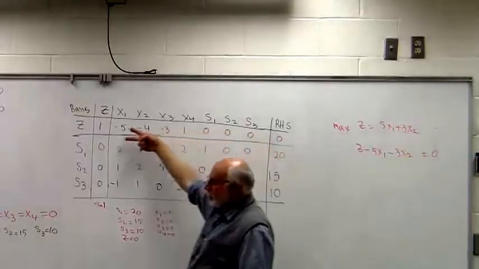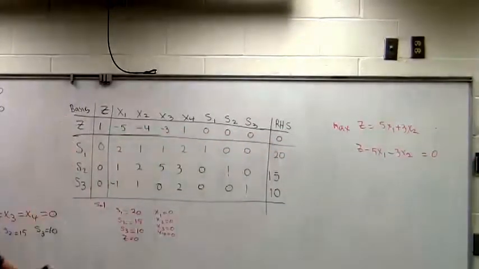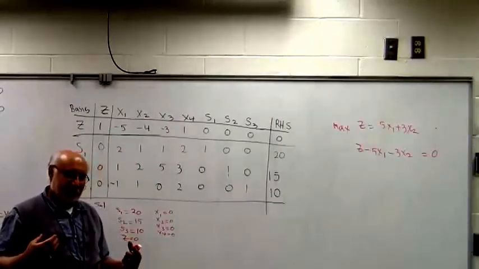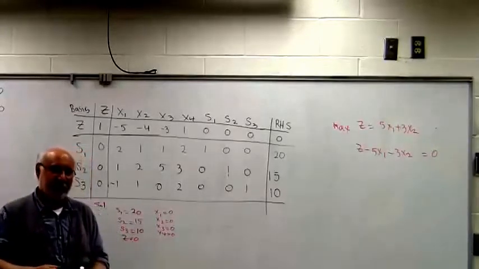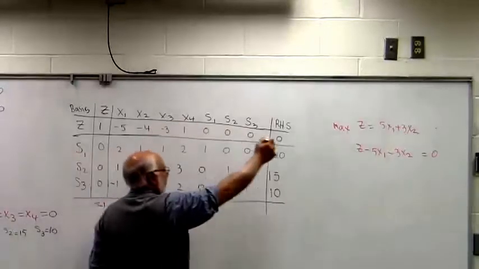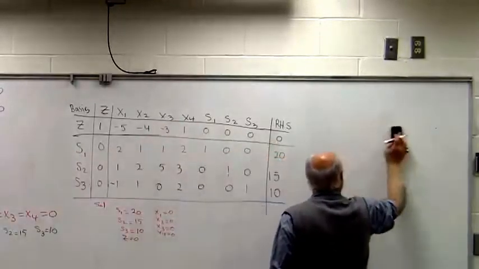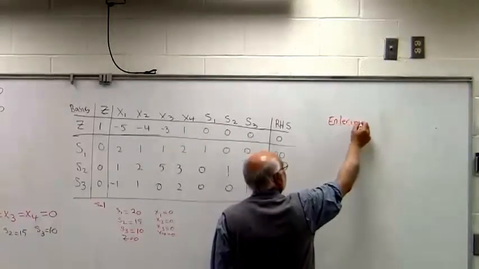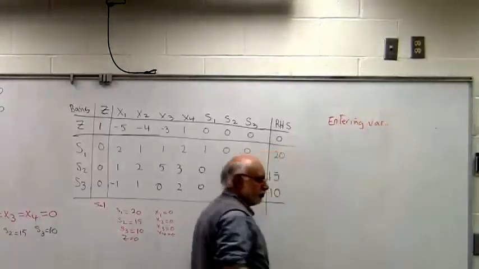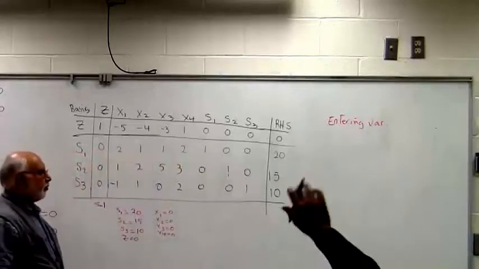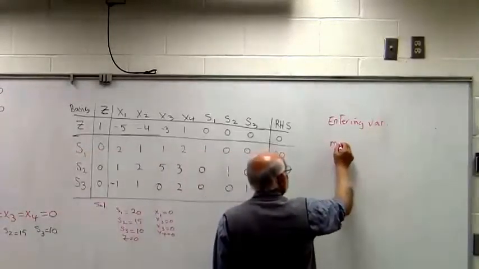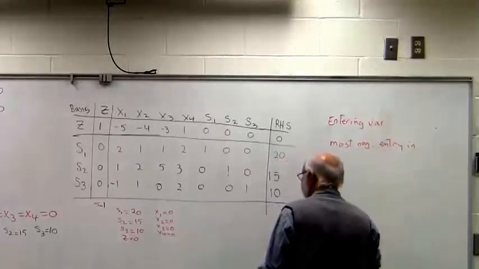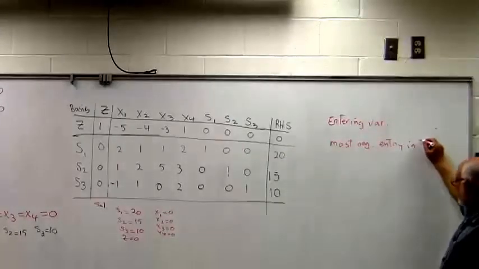So I will look in here and I say, which one of these things is going to give me the best results? I'm going to select what I will call an entering variable, because it is going to enter into the basis. Entering variable. What would that variable be? The one with the most negative entry in which row? That would be x1. Z row.